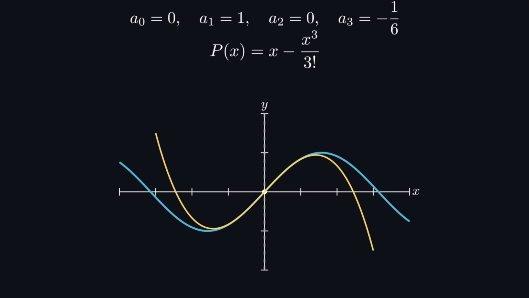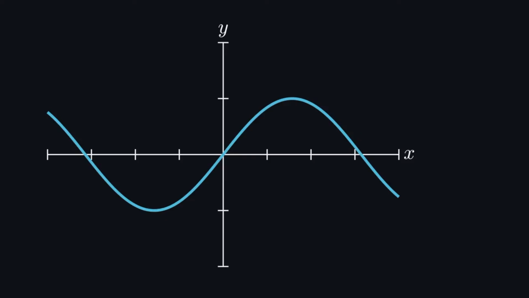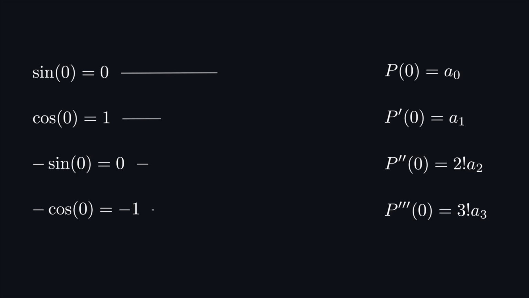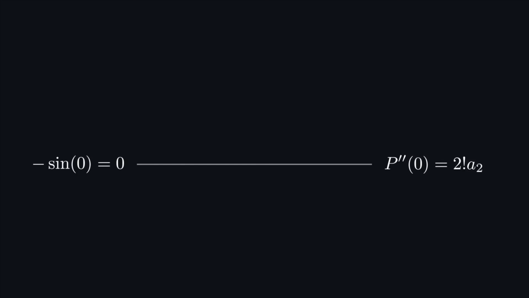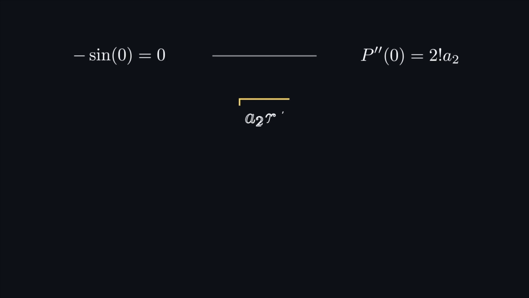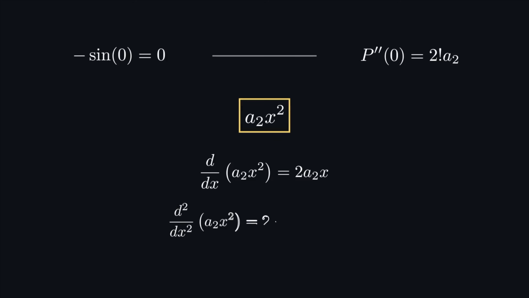Now, did you notice anything special about what we just did? Well, we started with a function, sine of x, and some point that we wanted to approximate the function around, which was x equals 0. And then we simply computed its derivatives at that point. Then we looked at our general expression for our polynomial and matched these conditions. So if our polynomial contains a term like a2x squared, then simply taking the second derivative of this gives us 2 times 1 times a2, which equals 2 factorial a2.